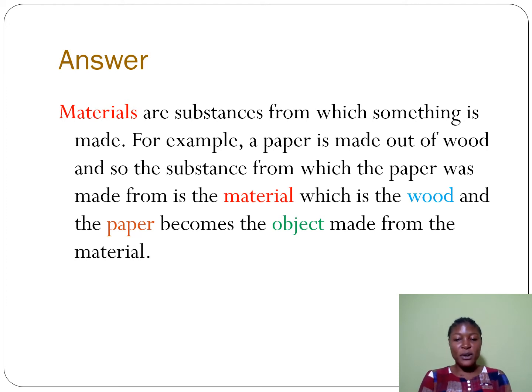Good. So I hope this song is always going to help you remember what materials are. So let's look at examples of materials. For example, a paper is made out of wood. The substance from which the paper was made is the material, which is the wood, and the paper becomes the object made from the material. I hope you've understood this example.